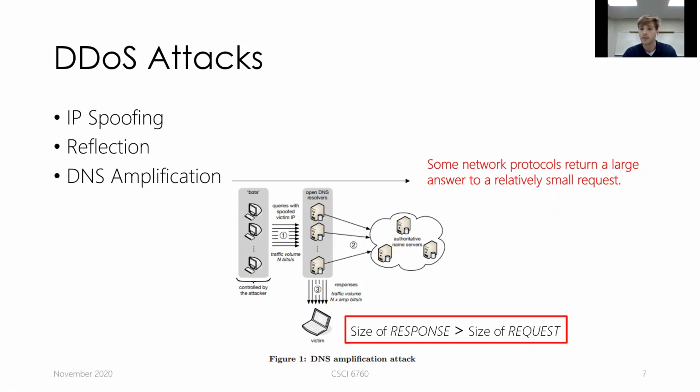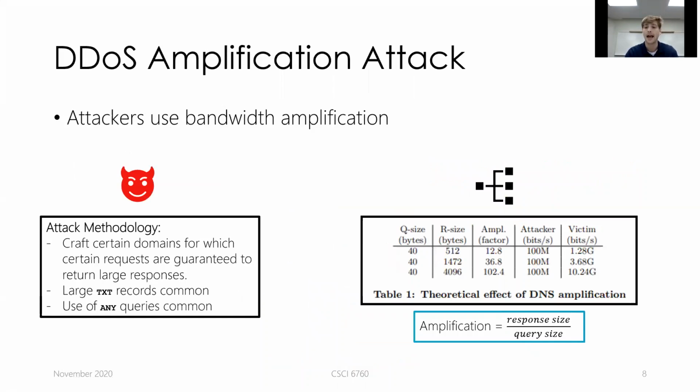What is a DNS amplification attack? It's exactly what it sounds like. An attacker is going to use bandwidth amplification. Notice down in the bottom right in that blue box, we define a new metric called amplification factor, which is defined as the response size over the query size. So that's how we're going to be measuring the amplification of certain queries. And for a DNS amplification attack, there are a couple of common methods that attackers use to perform these attacks.